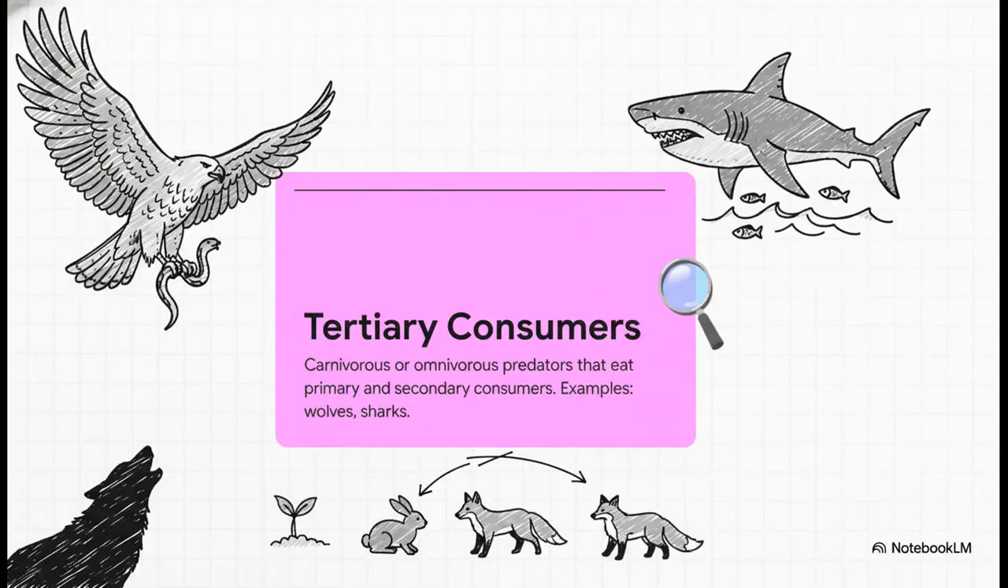And way up at the top, we often find the tertiary consumers. Think of these as the apex predators, the top of the food chain. A shark eating other fish, or a hawk swooping down to grab a snake. They're getting their energy by eating both the primary and the secondary consumers below them.